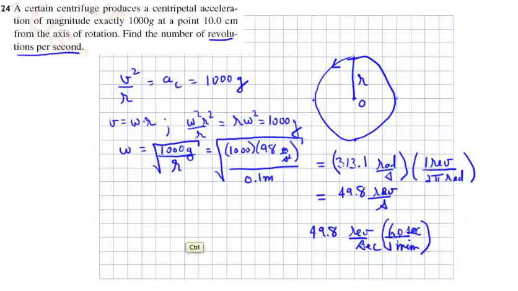And so in RPM, this is roughly 50, so 50 times 60 would be what? 3,000 RPM, roughly equal to 3,000 RPM.